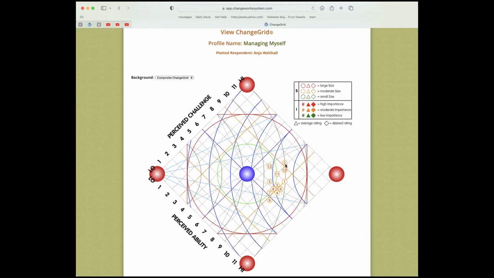And so if I was working with the two of them together, it'd be interesting to say, I wonder why Tom thinks it's such a big task. And I wonder why Anja thinks it's moderate size. And is there anything there that they can do to support one another because they're a married couple? And so is there an opportunity there? They both agree that everything is of equal importance.